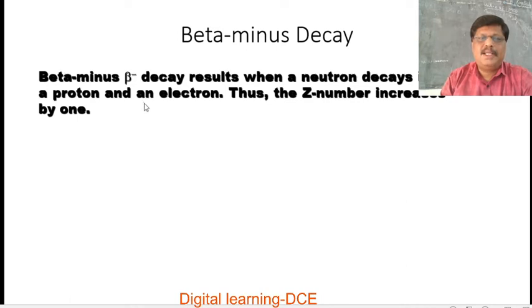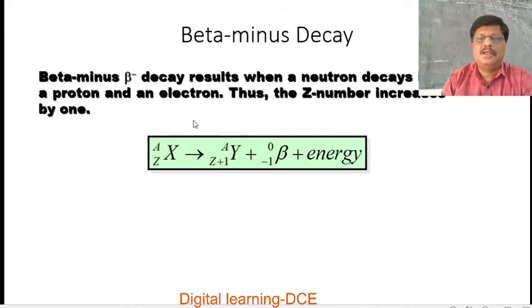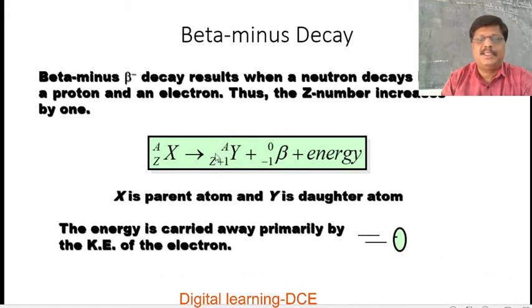So beta minus decay results when a neutron decays into a proton and an electron. You know that atomic number increases by 1, mass number remains the same, and it is represented by this equation. X is the parent atom, Y is the daughter atom, and the energy is carried away primarily by the kinetic energy of the electron. In beta decay, there is a release of a large amount of energy also. That energy is carried away primarily by the kinetic energy of the electron.